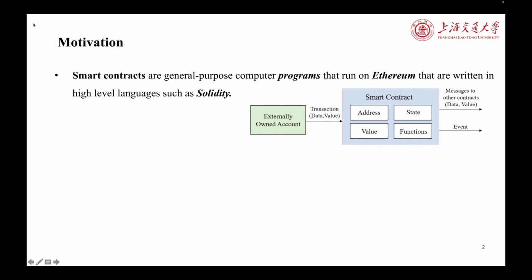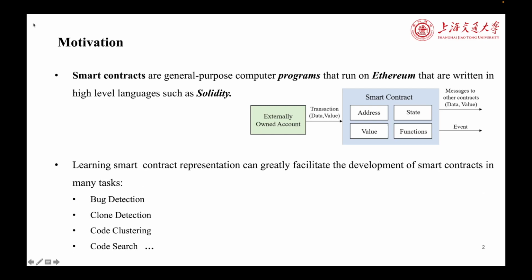Smart contracts are general-purpose computer programs that run on Ethereum and have been widely used in many business domains to enable efficient and trustful transactions. Smart contracts are mainly written in high-level languages, such as Solidity. Since a bug in a smart contract may lead to a substantial loss, learning smart contract representations can greatly facilitate the development of smart contracts in many tasks, such as bug detection and clone detection.